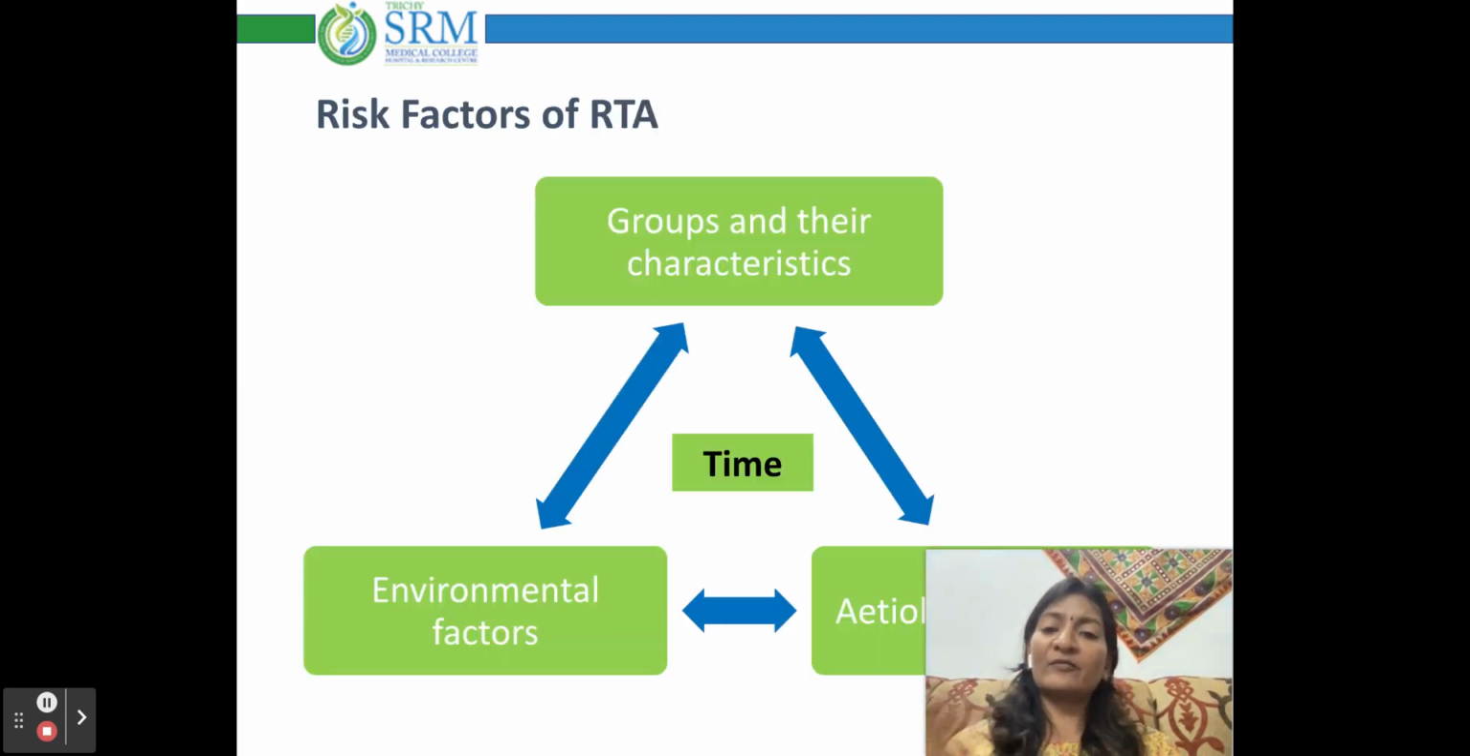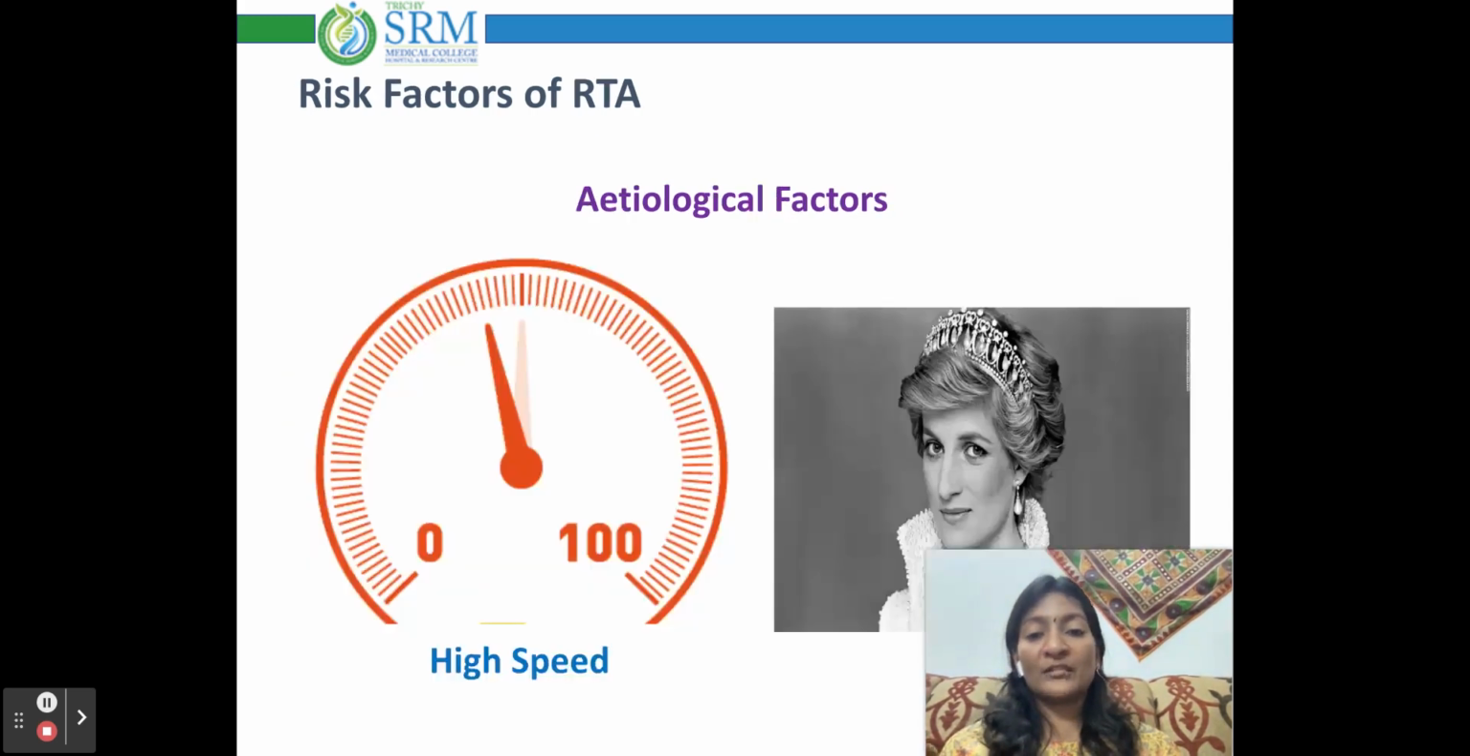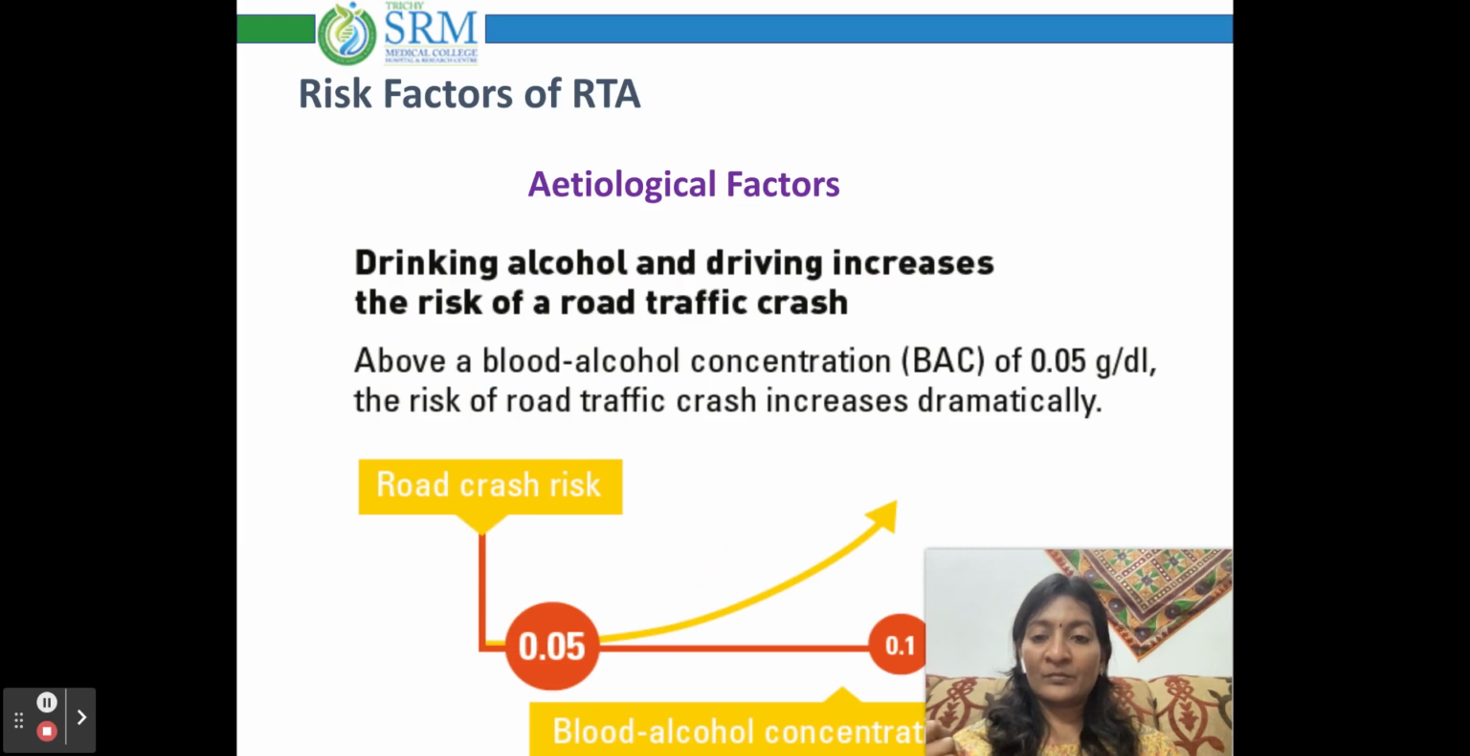So the factors for road traffic accidents, first, is age. Mostly young people and children are more prone to RTAs, and the male gender is more prone to RTAs. Also lower rates of literacy, middle and low income countries, people whose occupation is driving, and lack of body protection including helmets and safety belts are the main causes of road traffic accidents.